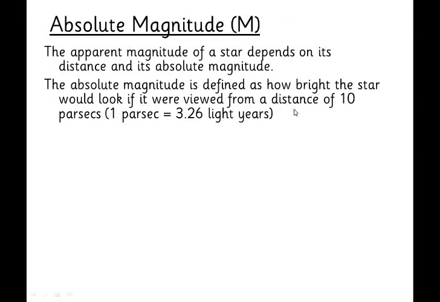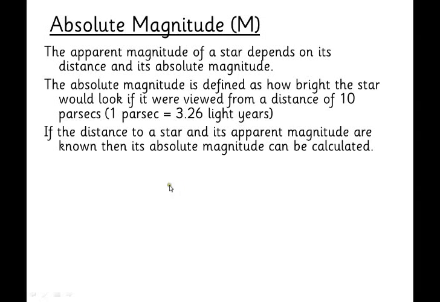It just so happens that they use a distance of 10 parsecs. Remember, a parsec is 3.26 light years away, so we're 32.6 light years away from the Earth. And if we could take all the stars in the universe and park them there, we could look at them from the Earth and we could have a fair test to see which one really is the brightest. Okay, those are called the absolute magnitudes. Now we've got three things in the equation, so if we know the distance to a star and its apparent magnitude, then we can calculate its absolute magnitude.